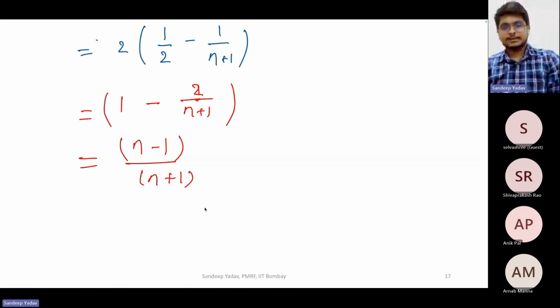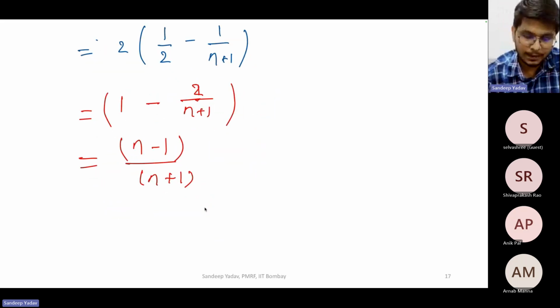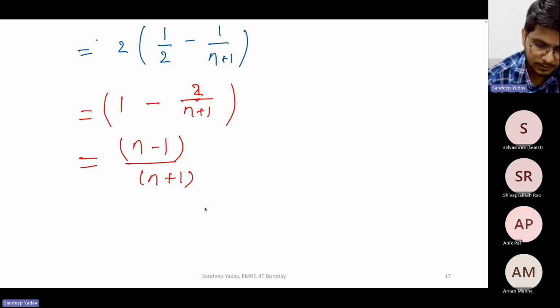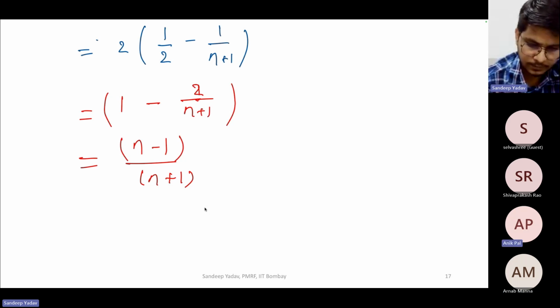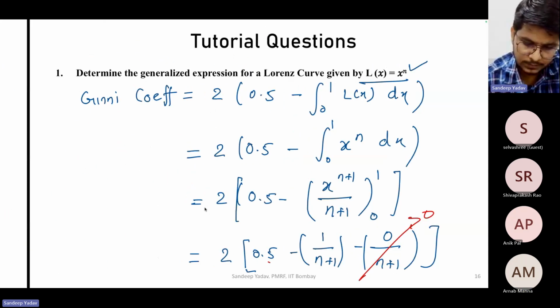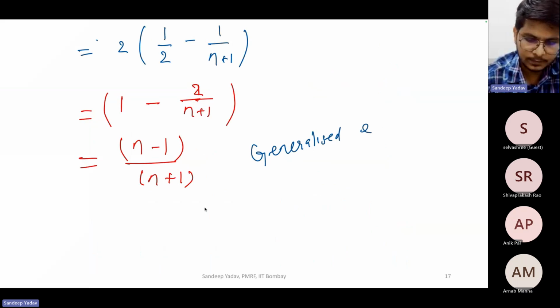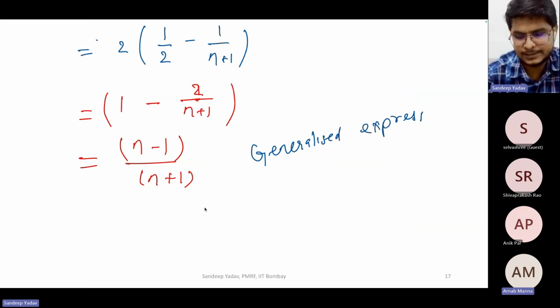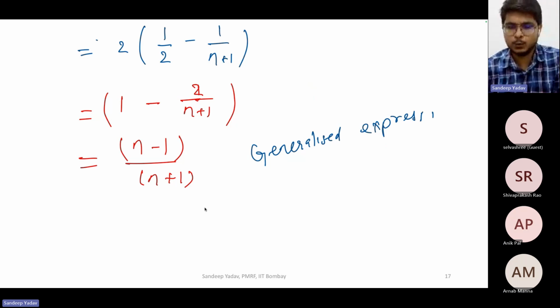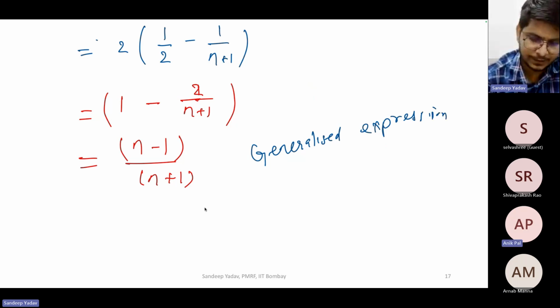So this is the expression that we can get for the standard case. What is the question asked? Generalized expression. So this is the generalized expression. So let's check it quickly. Is it working? Have we derived it right or wrong?